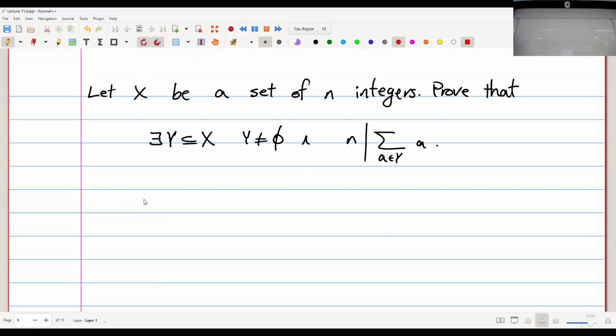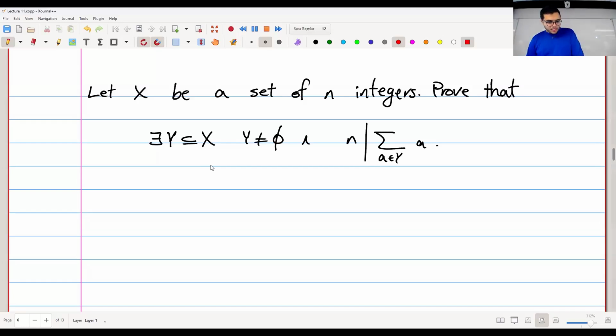Okay. So here's the next problem. Let's say that I have a set X of integers, and let's say that there are n integers in this set. Now, I want to take a subset of my set such that the sum of the numbers in this subset is a multiple of n. One trivial way to do that is to take the empty subset, because the empty subset has sum 0, and 0 is a multiple of every number. But I intentionally say that you cannot take the empty set. So prove that you can always take a subset such that the sum of the numbers in this subset is a multiple of n.